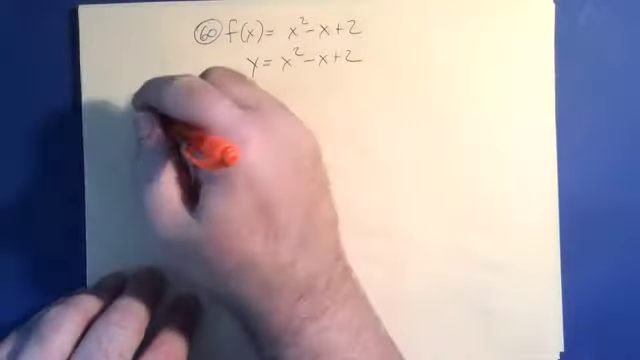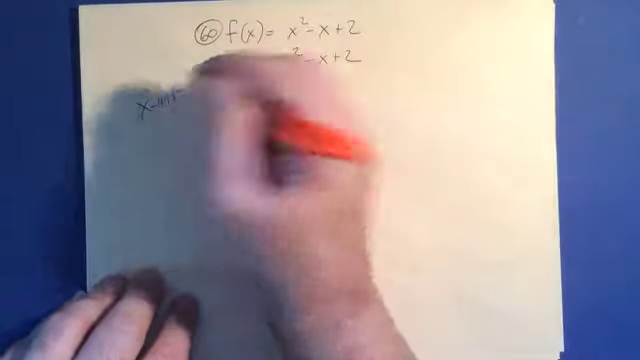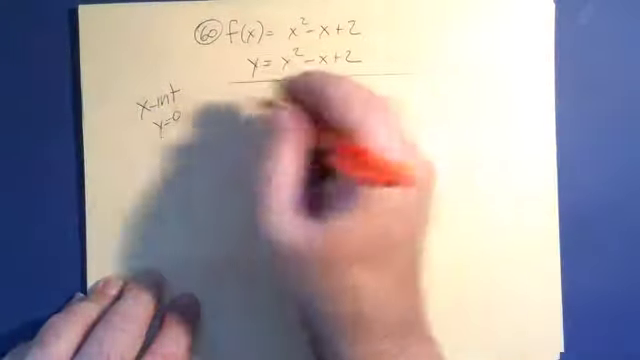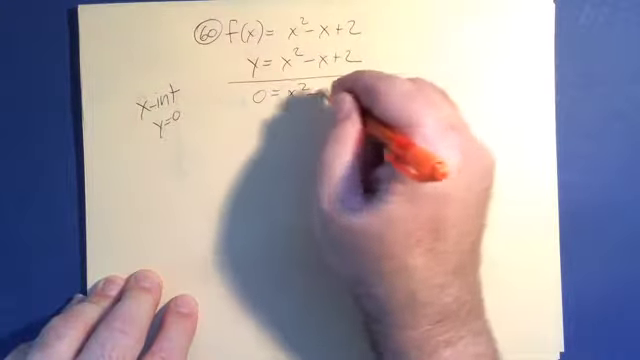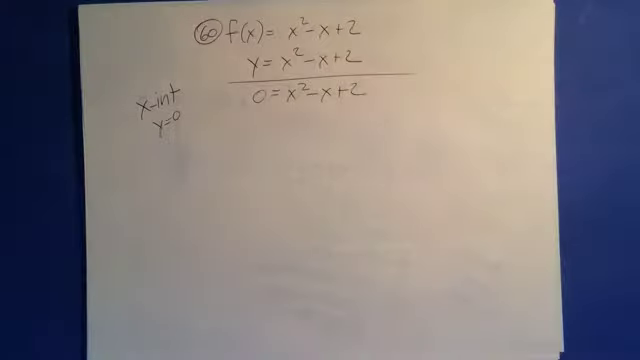And again, we want to find the x-intercept. So in the x-intercept, y is going to equal 0. So I'm going to replace y with 0 and set that equal to x squared minus x plus 2.